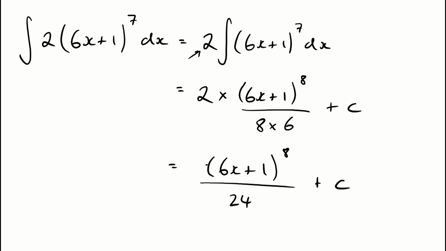Very similar to the chain rule when we differentiate, but instead we're adding 1 to the power, dividing by the new power, so that's the anti-differentiation, and then dividing by the derivative of what's inside instead of multiplying.